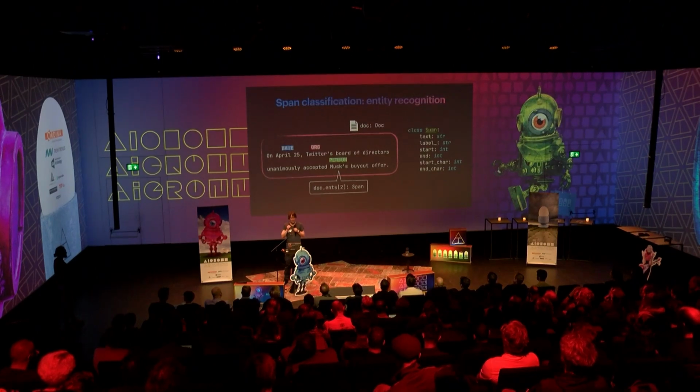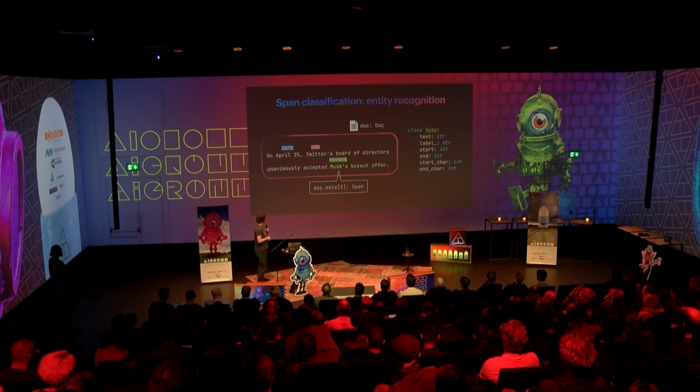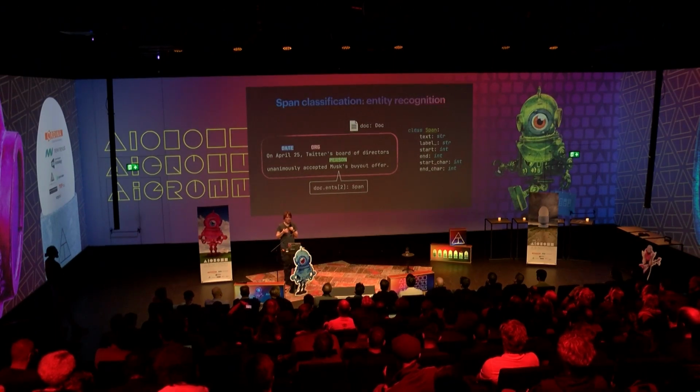You can get these through the doc object as well. You can say, okay, doc, give me the entities in the document. This is another property on doc. And we could, for example, get the second entity, and what it returns is a span object. The span object contains all the information about the span, and in this case, an entity.